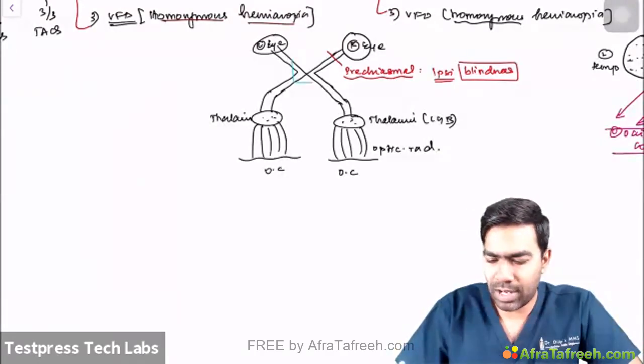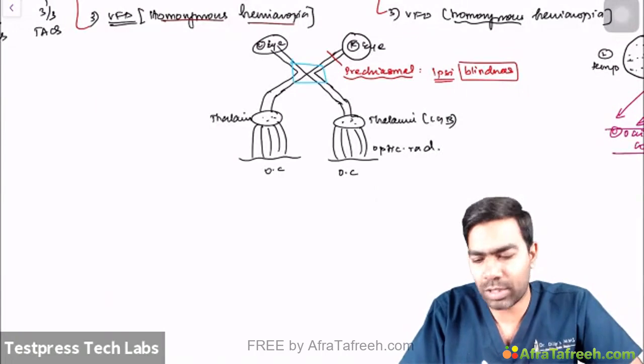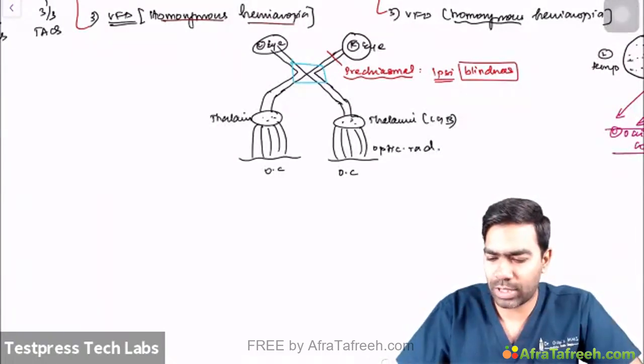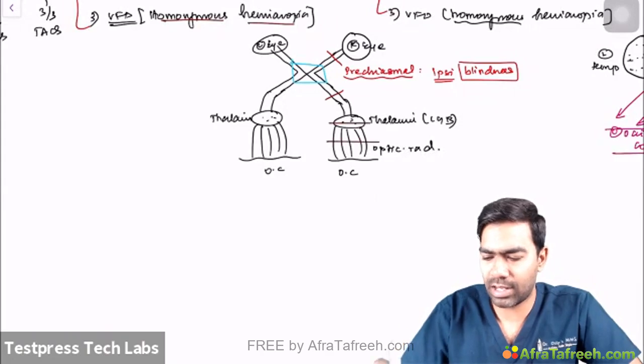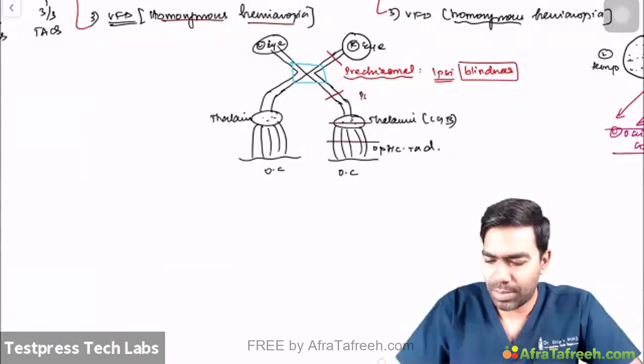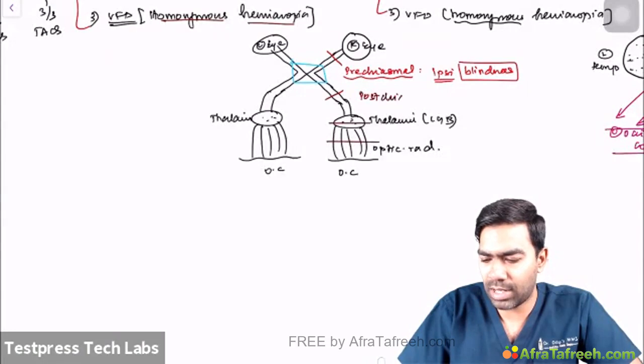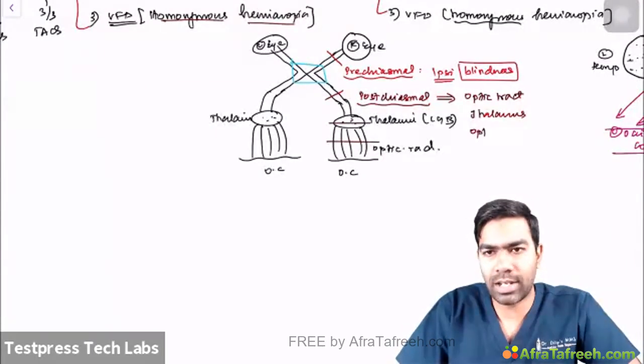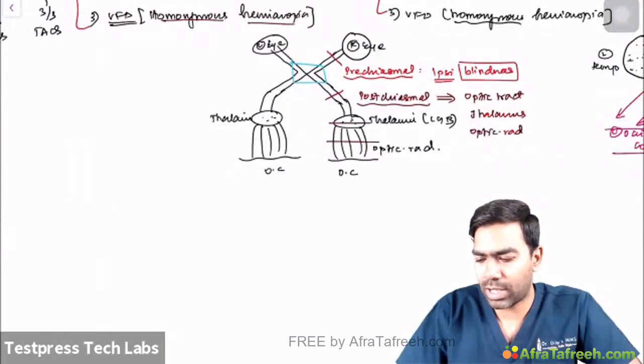Or if I'm having a chiasmal lesion, or if I'm having a post-chiasmal lesion. Let me talk about a post-chiasmal lesion first. Suppose I'm having a post-chiasmal lesion anywhere, here, here, here. So what will happen in the case of a post-chiasmal lesion? Anywhere. A post-chiasmal lesion can be in the optic tract, or in the thalamus, or in the optic radiation, and it can be in the occipital cortex as well.